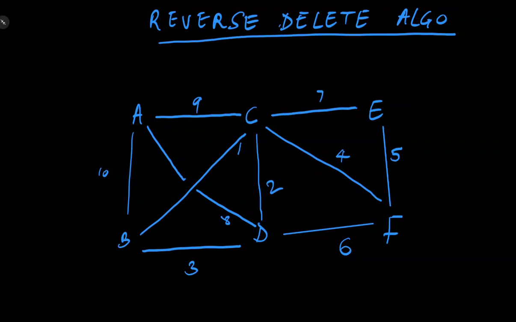Right now we'll be looking at the reverse delete algorithm, and the reverse delete algorithm is really simple. In the previous videos we've treated Kruskal's algorithm and Prim's algorithm, all for finding MSTs. For this reverse delete algorithm, we start from the whole graph. So just like I've drawn the graph right now, we start from this graph.